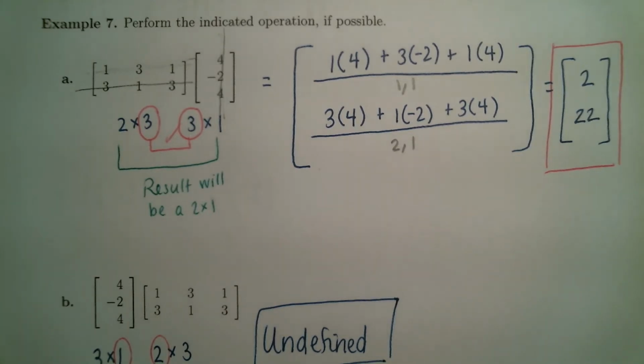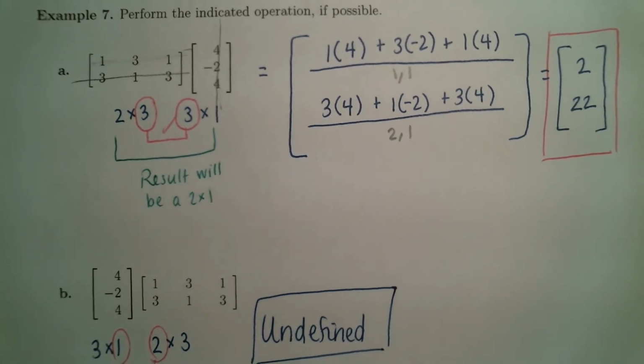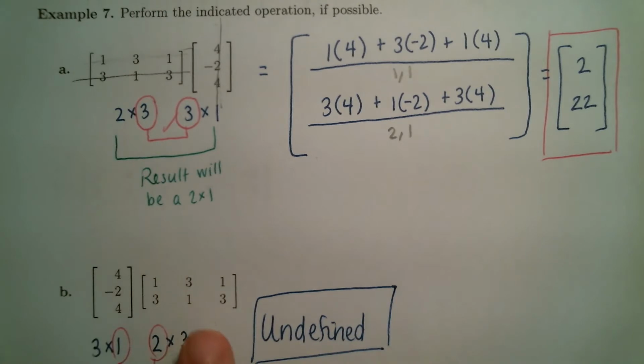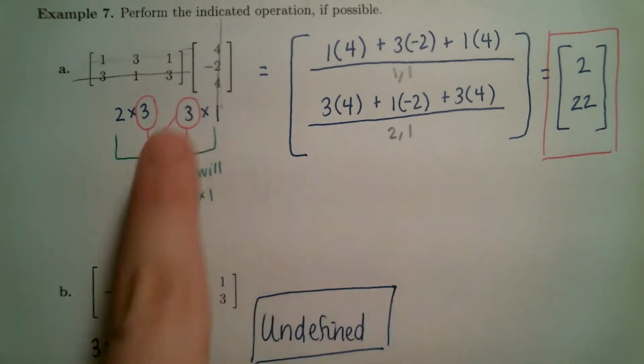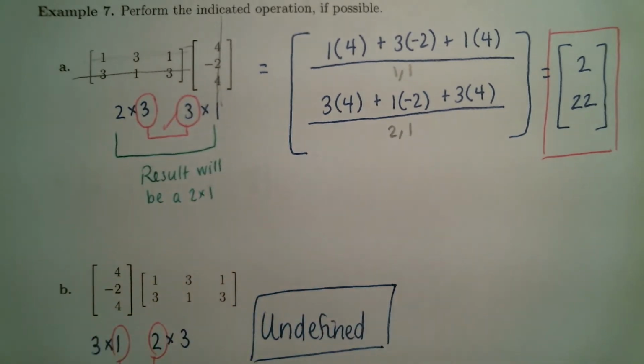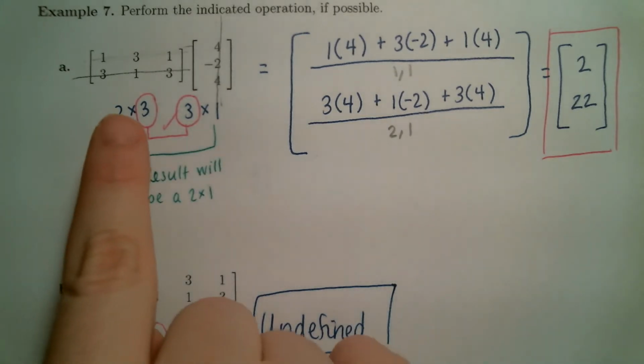Before we move on to example 7C, there's something I forgot to mention when we did examples 7A and 7B. Notice that we were actually multiplying the same two matrices, okay? This guy is the same thing as this guy. This guy is the same thing as this guy. So we were multiplying the same two matrices, but we switched the order, okay?